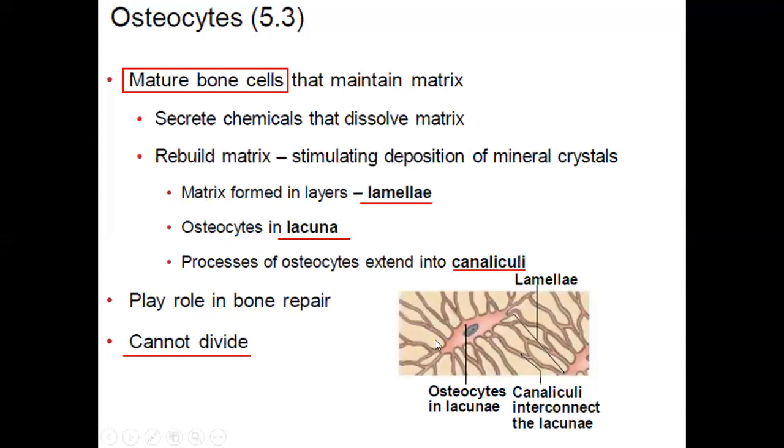So you can see here, this is an osteocyte, and then the extensions here, those extensions go from one osteocyte to another osteocyte. So you have two here, one osteocyte, two osteocytes, and they can communicate with one another through teeny tiny canals called canaliculi. So remember, bone is really dense. When an osteocyte gets trapped in bone, it has no way to communicate with another cell unless it extends its membrane through a canaliculus, this little tiny canal, to another osteocyte. And osteocytes play a major role in bone repair, but they can't divide.